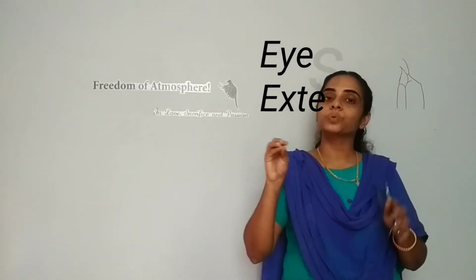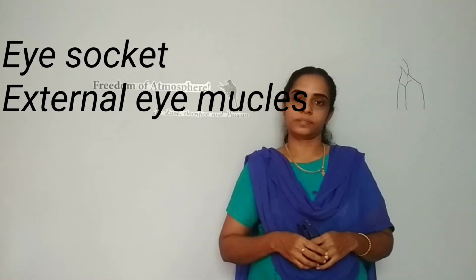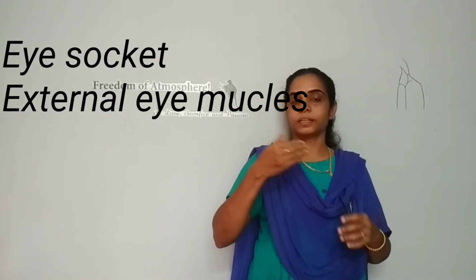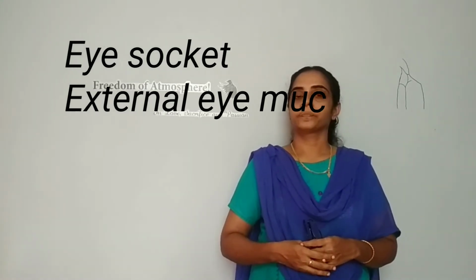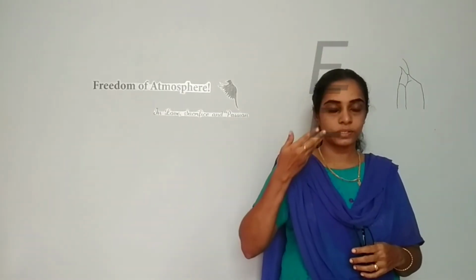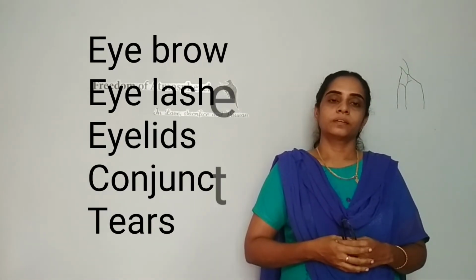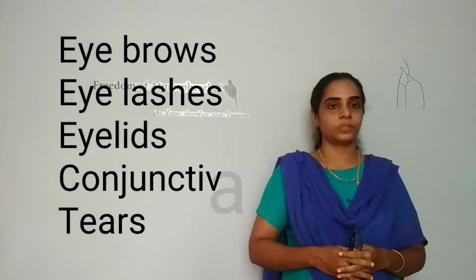The eye is situated in 2 depressions called eye sockets, and it is connected by eye muscles, and it is also protected by eyebrows, eyelashes, eyelids, conjunctiva, and tear. Understand?